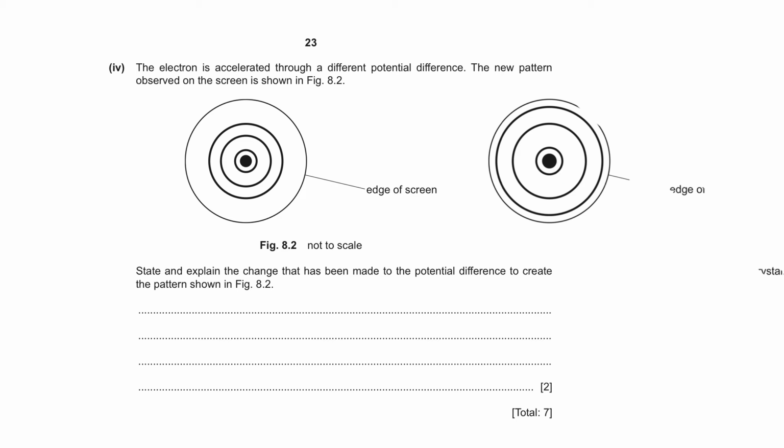So in the new pattern, we can clearly see that the diffraction is lesser. And that will happen when the wavelength decreases. And how does the wavelength decrease? When the momentum increases, because the wavelength is inversely proportional to the momentum. So lambda, the wavelength, has decreased, or I can say the momentum has increased. Now, how do you increase the momentum? You increase the momentum by increasing the velocity. To increase the velocity, we'll have to increase the potential difference that accelerates these electrons. So the potential difference was increased.